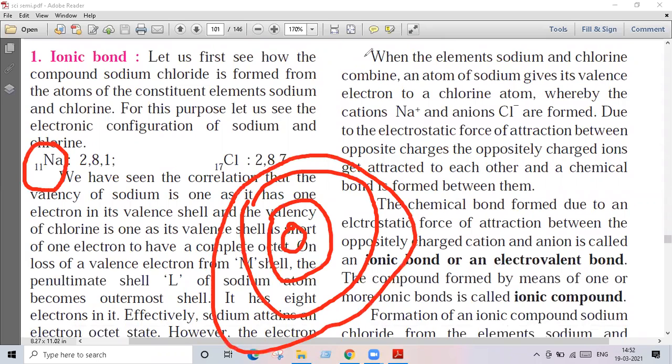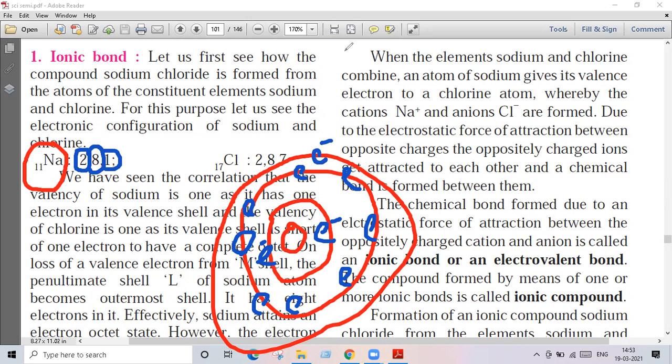Sorry, electrons. There are 2 electrons in the first orbit. Are you getting it? In the second orbit, there are 8 electrons: 1, 2, 3, 4, 5, 6, 7, and 8. So the second orbit is also fulfilled. Duplet, 2 full, 8. Now only 1 electron is remaining, and that is here, in the third orbit.